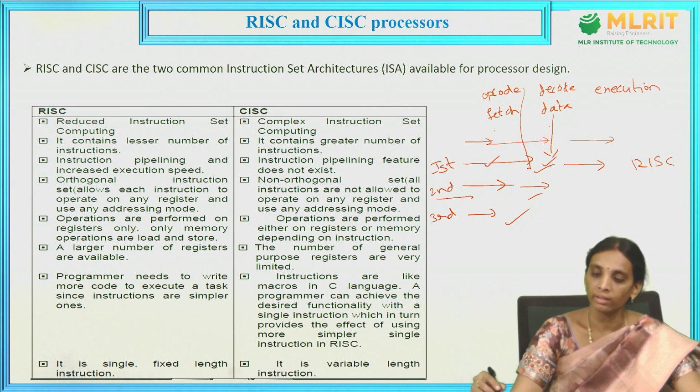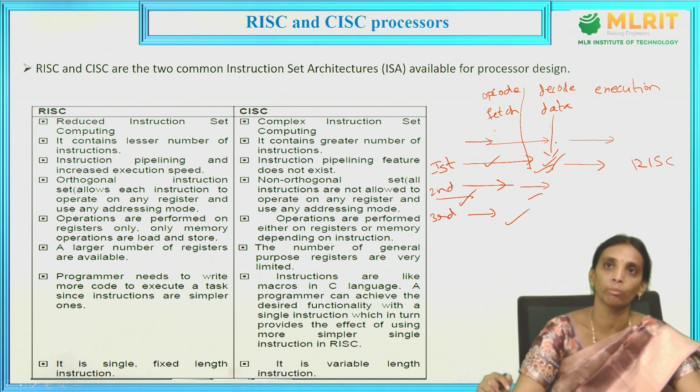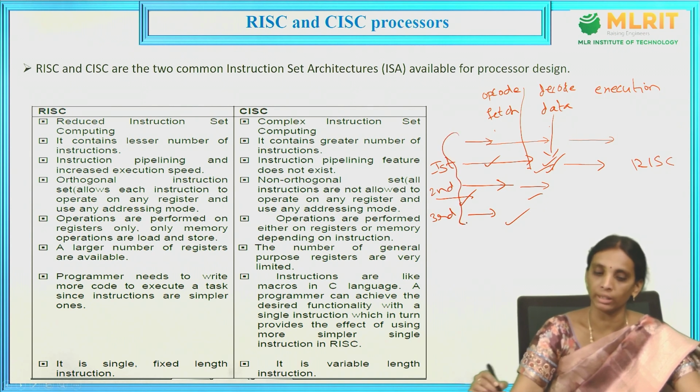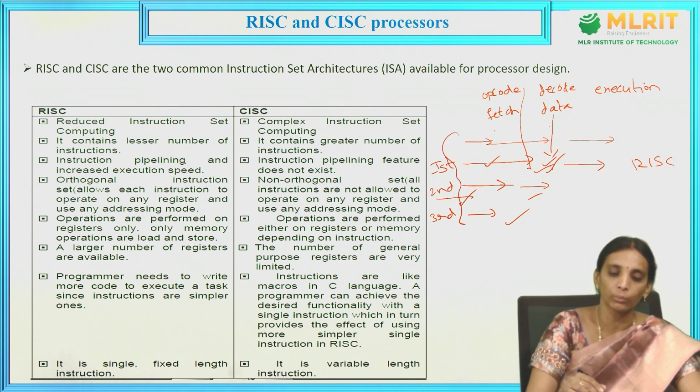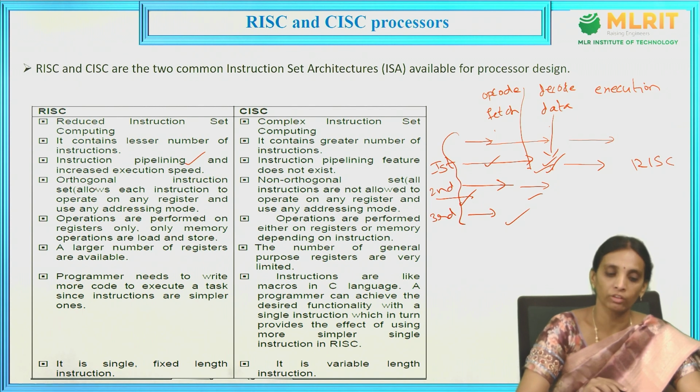So here the data memory will be used by the first instruction and the program memory will be used by the second instruction. In this way, a number of instructions will be executed in parallel. This type of processing is called pipelining. So pipelining will be used in the RISC processor and hence the speed of execution increases.